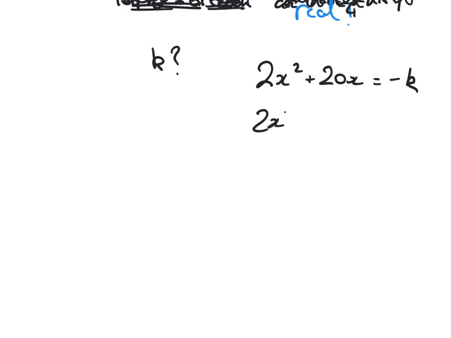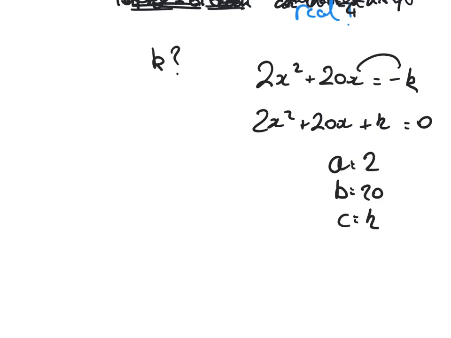Okay, let's try another. For what value of k again does each equation have real roots? So this time the equation is 2x squared plus 20x is equal to minus k. First thing that I must do is make the equation equal to 0. That's part of my preparation. So that's bringing that minus k across and making it plus k. I've now got a is equal to 2, b is equal to 20, and c is equal to k.